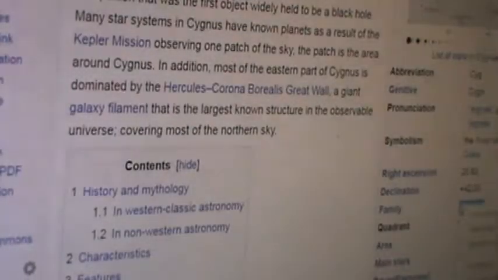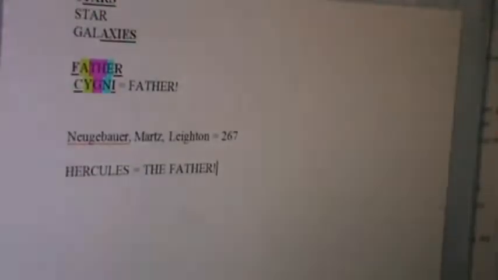By the way, the name Hercules belongs to Father. Hercules equals the Father. That is the name of a constellation, if I understand, but Hercules equals the Father.